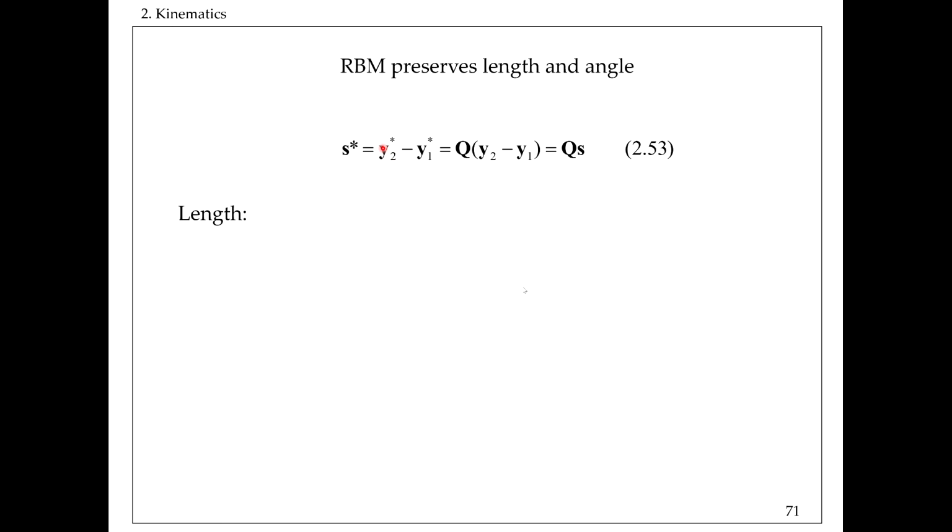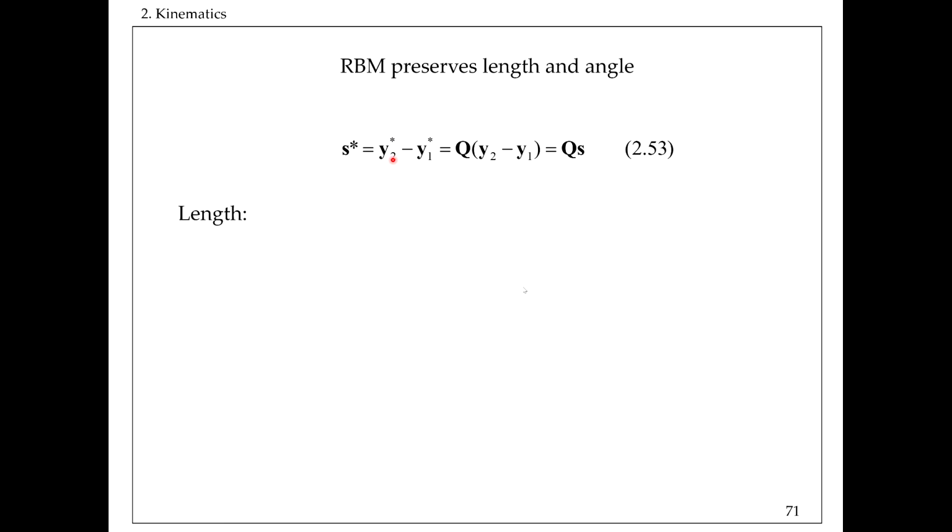And so each of these we could write as Qy2, for example, minus Qy1. So we pull Q outside, and we have this Q acting on y2 and y1. But this is of course nothing but the vector S. So whatever is in the parenthesis is that original vector S that we found in the current configuration. So we can write that the new vector S star is nothing but this QS.